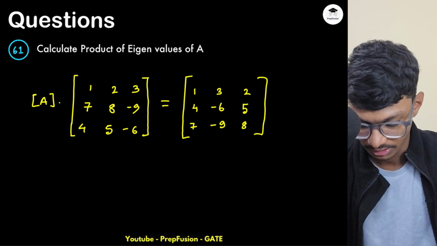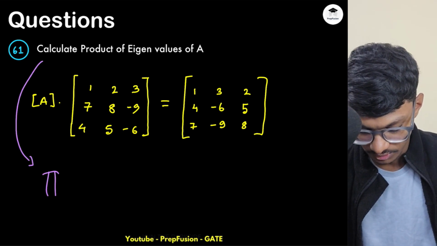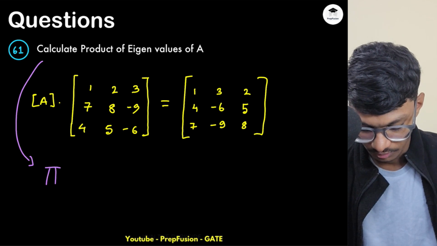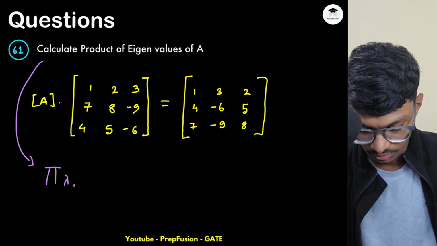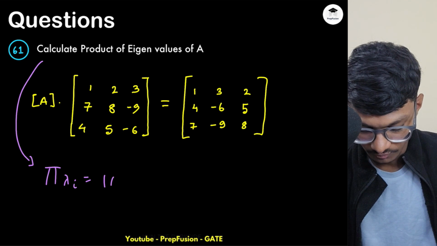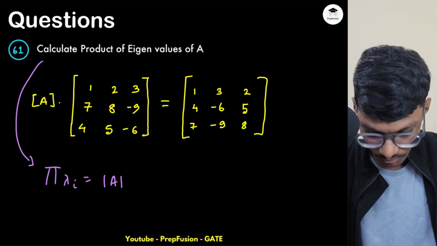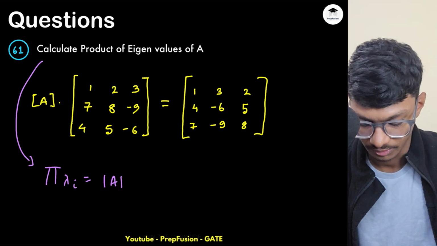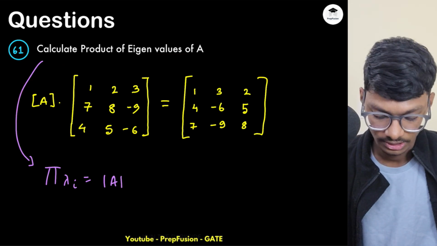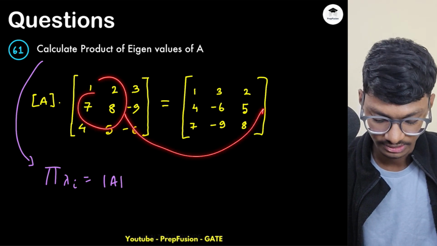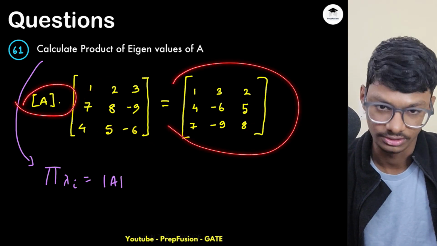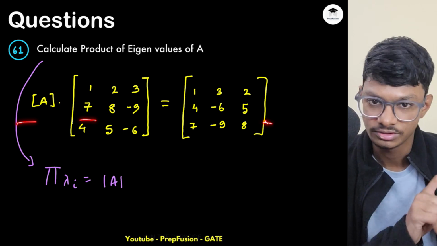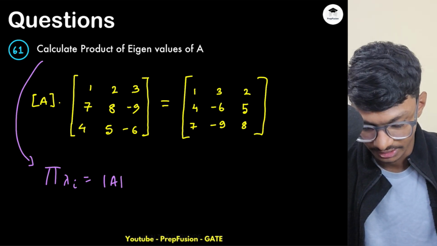So product, they are asking, so the product of eigenvalues lambda I should be equal to basically the determinant of A. Okay, so if it is equal to the determinant of A, that means we have to find the determinant of A. How will I find the determinant of A? Through this equation. So either you can find A inverse, then find this matrix, then you can find the determinant.